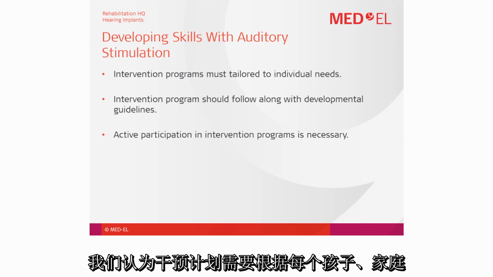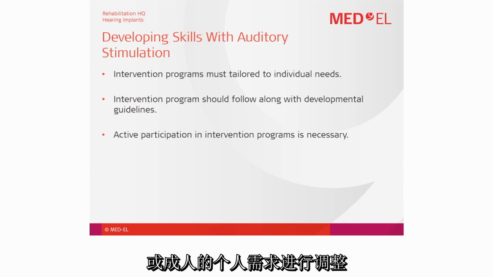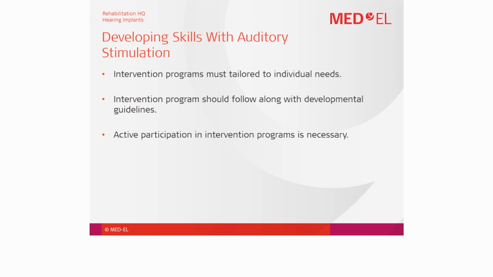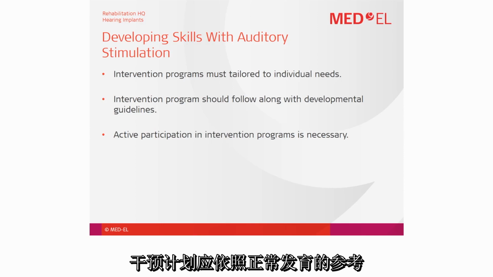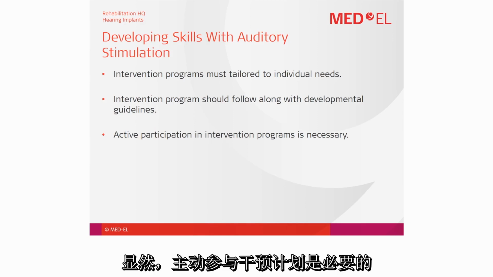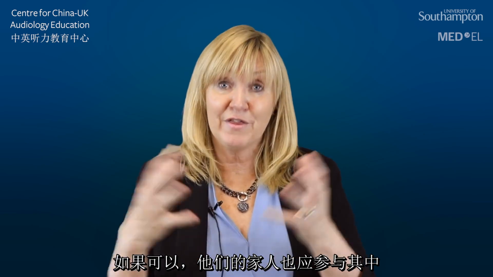Having looked at all those factors that affect outcomes, we can say that individual intervention programs need to be tailored to the individual needs of each child, family, or adult. Intervention programs should follow developmental guidelines, and clearly active participation in intervention programs is necessary. In intervention programs for children, we recommend the active participation of the families of the children. And for adults who receive cochlear implants, they need to be actively participating in intervention programs, and where possible, their family also should be involved.